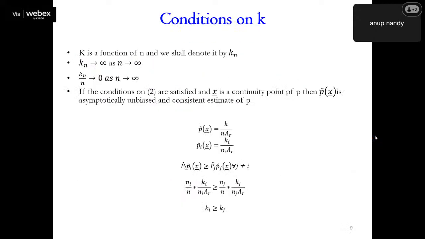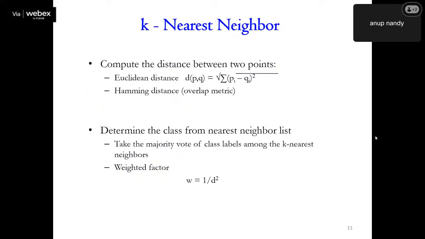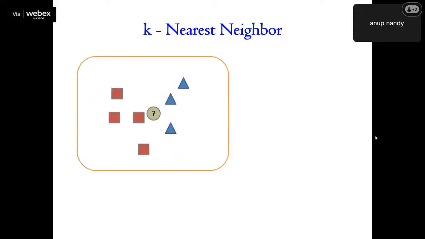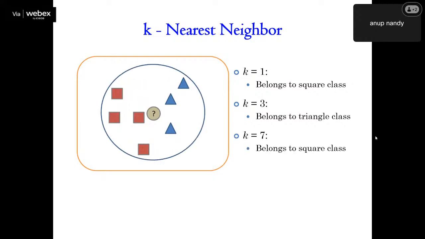So whatever I have discussed, you need three things: the set of stored patterns, a distance metric to compute the distance between patterns, and the value of k, the number of nearest neighbors. As already explained, you apply the Euclidean distance. With k equal to 1 it belongs to the square class, k equal to 3 it belongs to the triangle class, and k equal to 7 it belongs to the square class. You can see how these things vary.